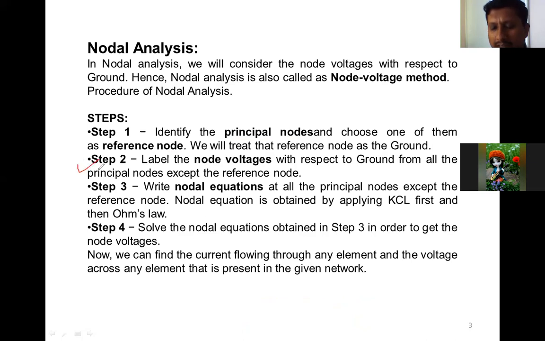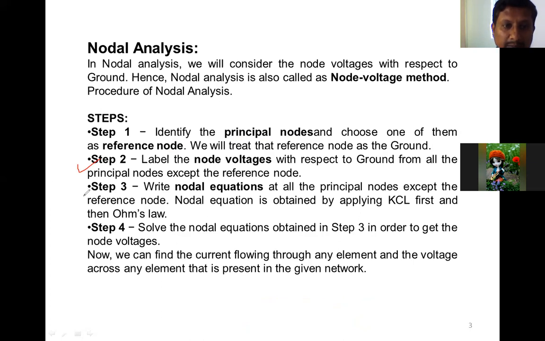After the first step, what is the second step? Once we give the ground voltage, that is 0 volt, to one of the common principal nodes, then for the remaining principal nodes, we have to assign node voltage names. We have to label the node voltages. What names do we give? V1, V2, V3, or VA, VB, VC. Like this, you have to give the names for those node voltages with respect to that ground.